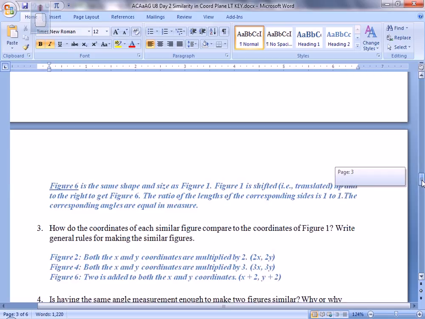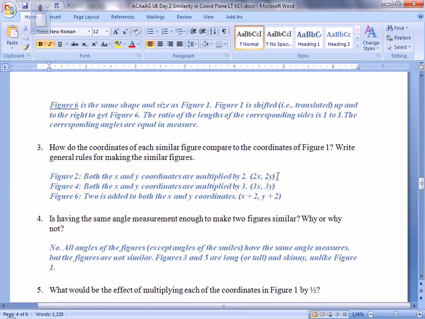All right, number 3. Did you get the rules? (2x, 2y) for figure 2. For figure 4, did you get (3x, 3y)? And for figure 6, did you get (x + 2, y + 2)? Any questions on the rules for number 3? Yes. Any of the similar ones?